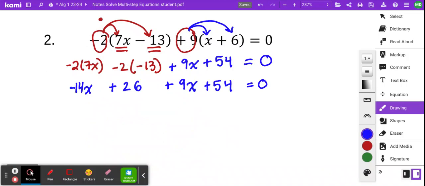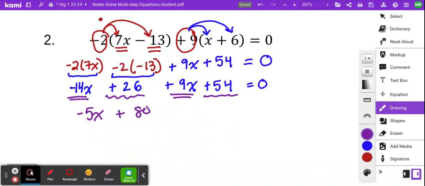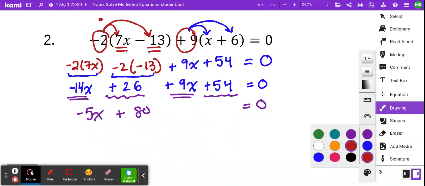I went ahead and simplified just a little bit. We did some multiplication here. A negative 2 times a 7 gives us our negative 14 in front of the x. And a negative 2 times a negative 13 gives us a positive 26. Let's go ahead and combine like terms. A negative 14x and a positive 9x give us a negative 5x. A positive 26 and a positive 54 leave us with a positive 80. We're still going to bring down our equal sign and our 0. And now we have a two-step equation.